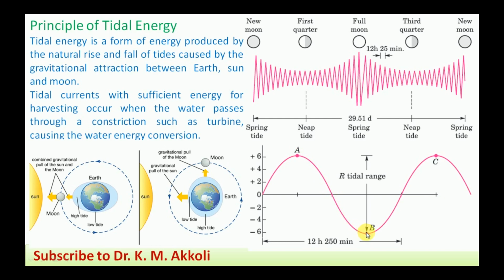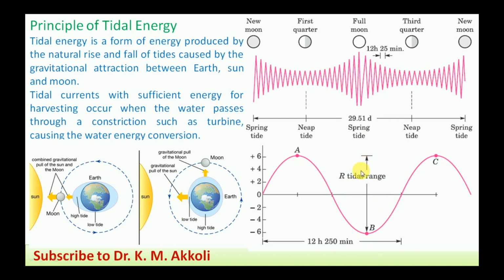Then this difference is called the R or tidal range, and this tidal range is the vertical difference between the high tide and the low tide. It is required for the harnessing of tidal energy, because that will be the head available for getting the hydraulic or water energy. The vertical height, the head, will depend on that potential energy.